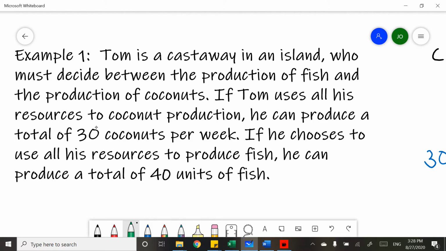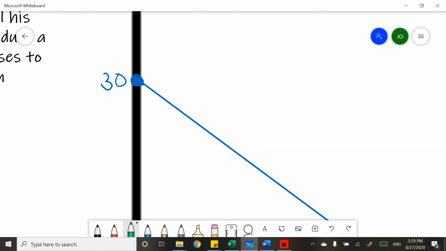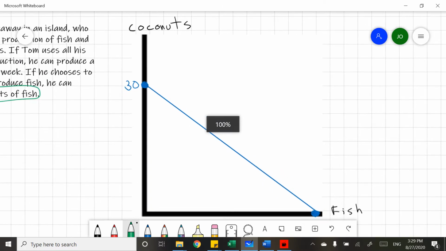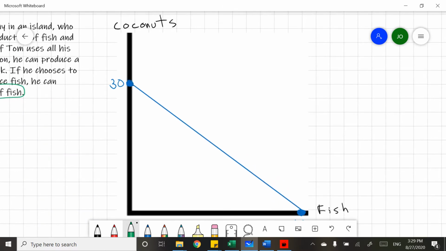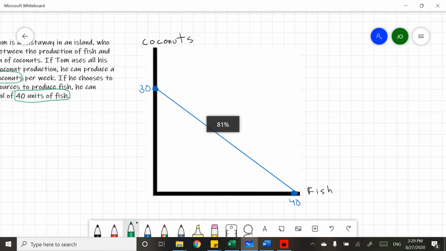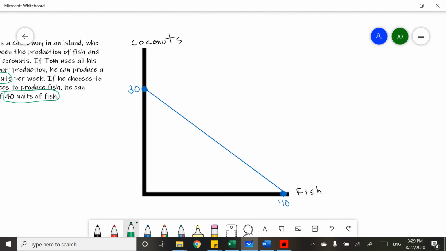The big numbers and the important numbers that we have here are 30 coconuts and 40 fish. So that is represented on this graph. Let me zoom out so we can see it. So how are we going to calculate opportunity cost with this type of problem? Since we do have a linear PPF, what this basically represents is that the opportunity cost is not going to change.